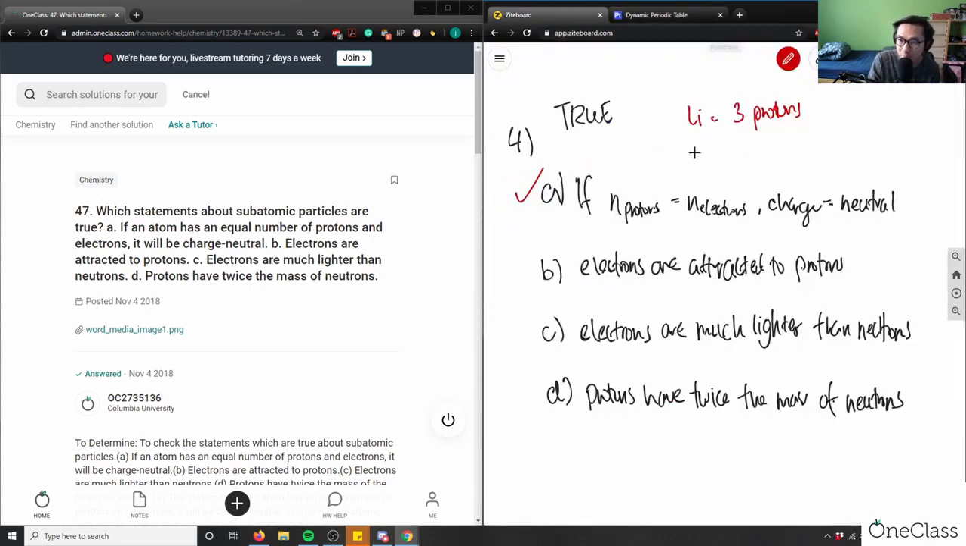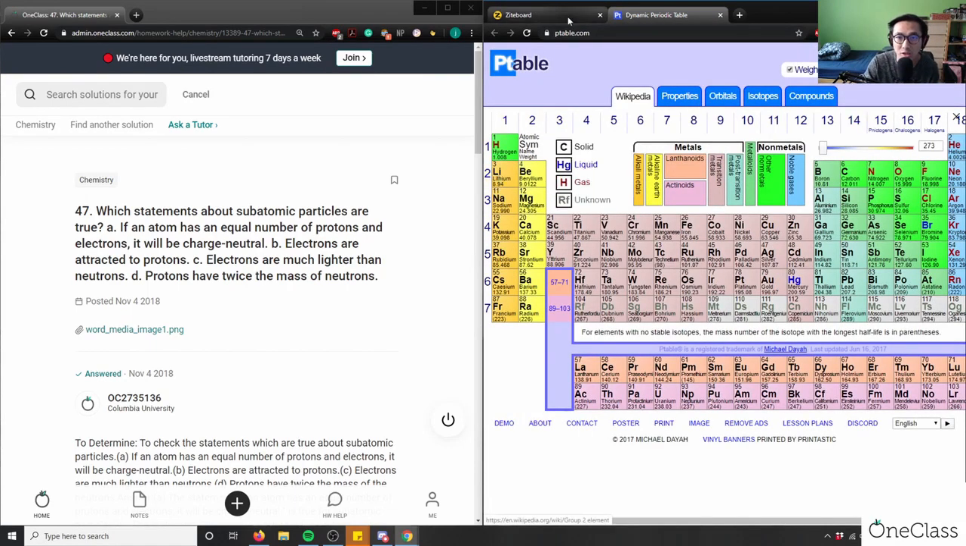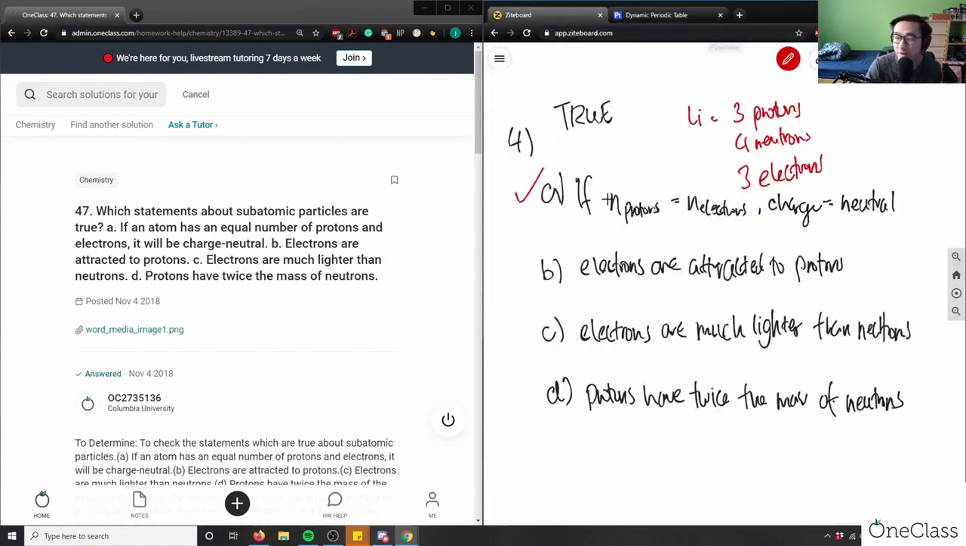But I don't really care about the neutrons. 4 neutrons, and then 3 electrons, right? So my number of electrons equals my number of protons, and my lithium here is charge neutral, right? So A is correct. Anytime the number of electrons equals the number of protons, the charge is neutral.